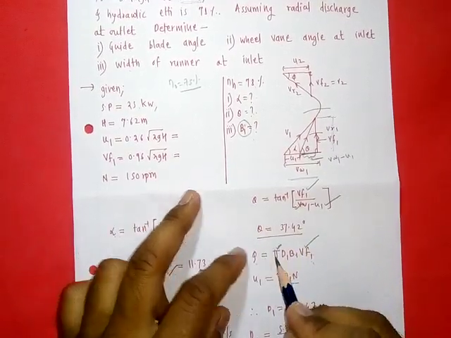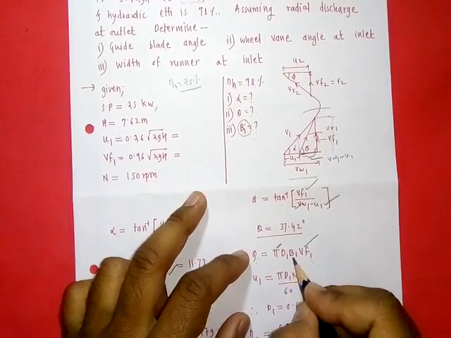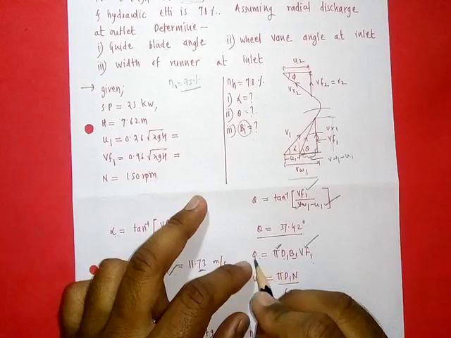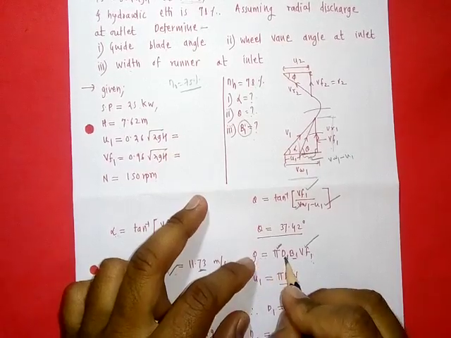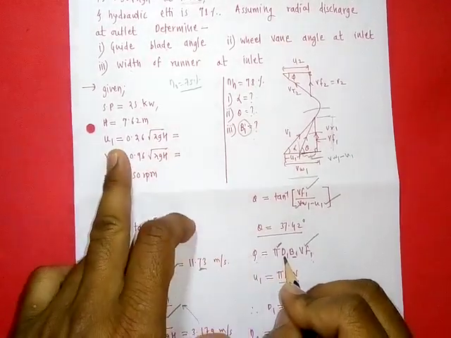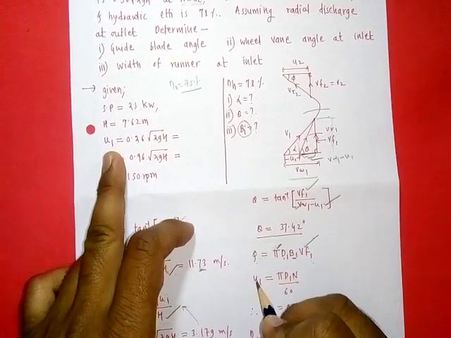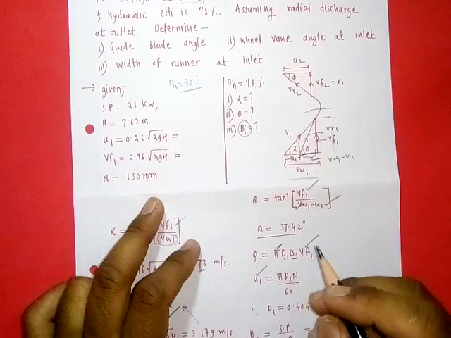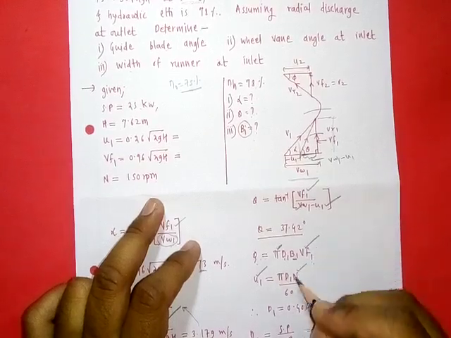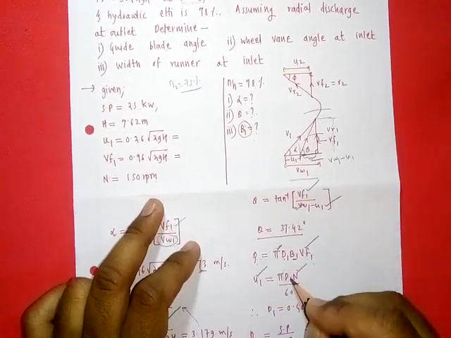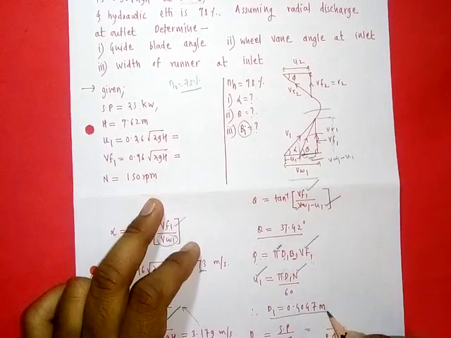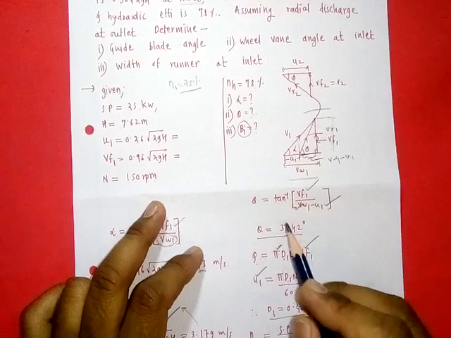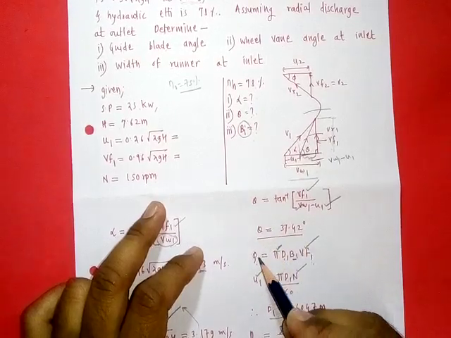Q, if we want to calculate b1, then we have to first find out what is the value of d1 and what is the value of Q. For d1 use the inlet velocity relation, u1 is equal to pi d1 n upon 60. Here u1 is calculated, d1 n is known, so by using this relation you can calculate d1, and it is coming 0.4047 meter.